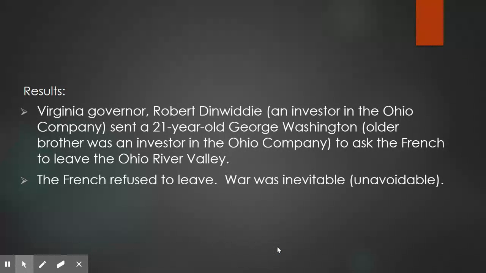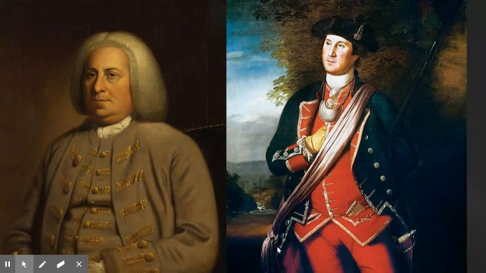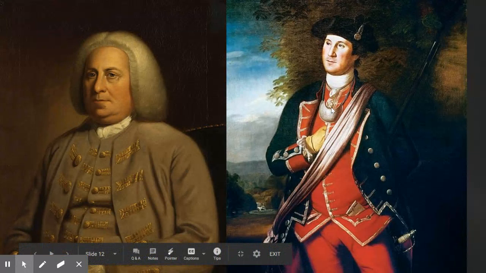It really, that was the last straw, right? The British said, you're not leaving our land. The French said, you're not leaving our land. Well, okay, now we have to fight over it. Here is Robert Dinwiddie, and here is a young George Washington on the right.